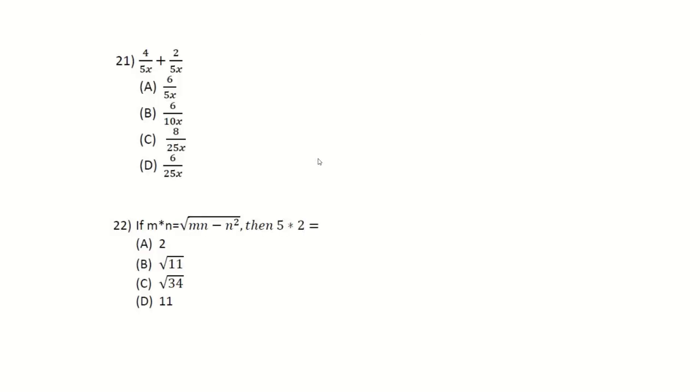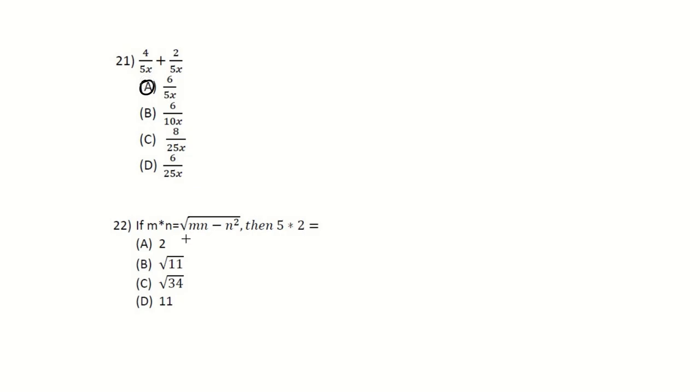Paper 1, section 6, number 21 to 26. The denominators are the same, so therefore we just add the powers. 4 plus 2 is 6. 6 over 5x, so it's A. Right? Yeah, just now. Let me get a pen.